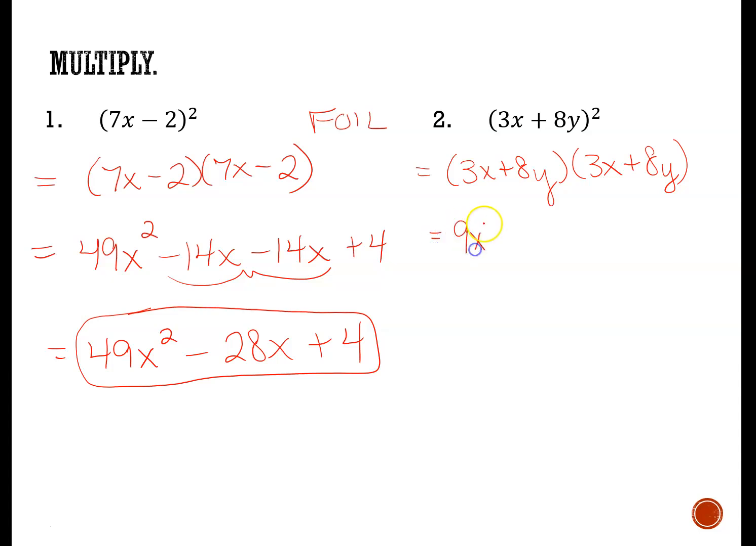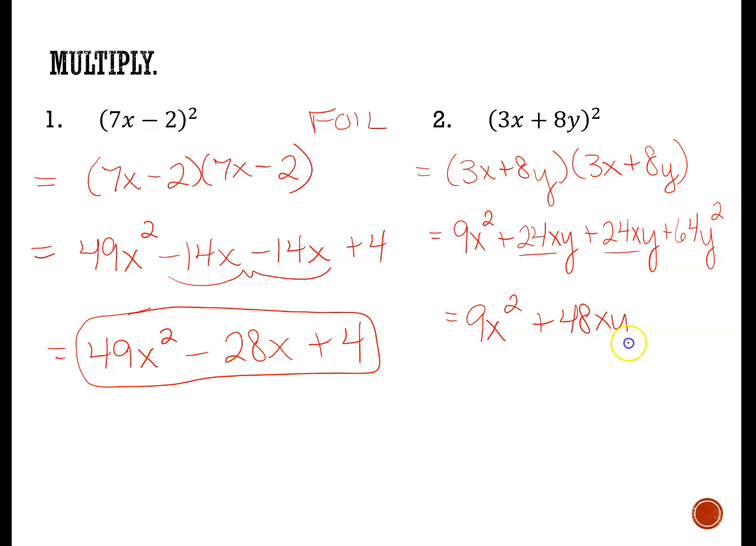So first, 9x squared. Outside, 24xy. Inside, 24xy. And last, 8 times 8, 64. Y times y, y squared. The terms in the middle are like, so we're going to combine those to be 48xy. And that's our answer. And it is in standard form.